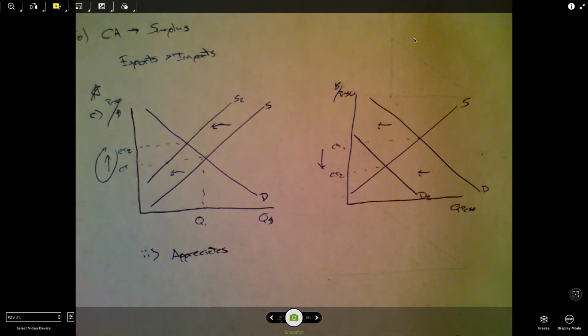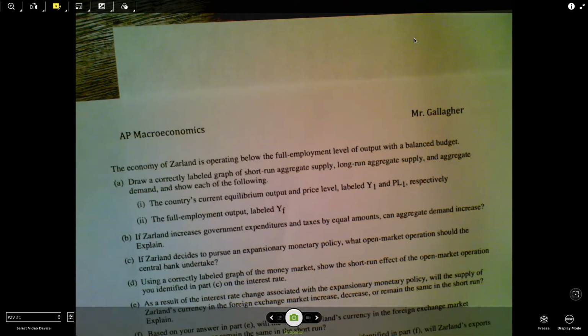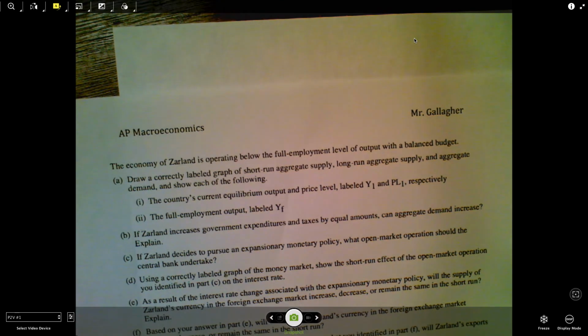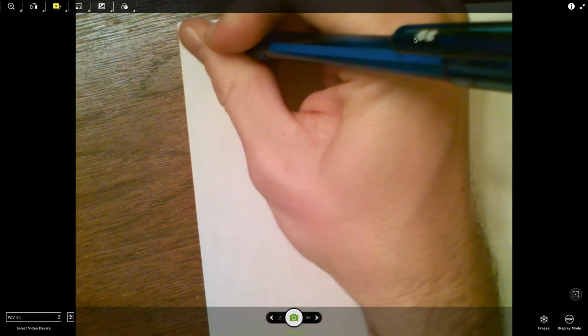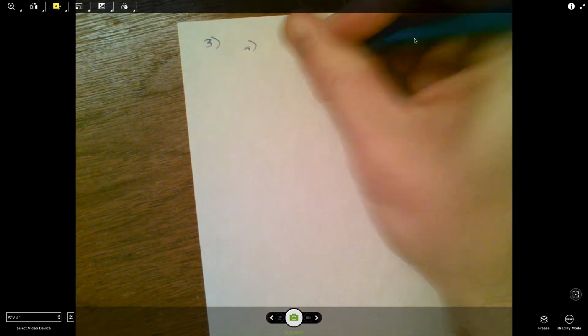So let's go to our last one. Number 3, another little bit long one. Get rid of the paper. All right, and we have the economy in Czarland operating below full employment. So that means we had a recession with a balanced budget. And we start with drawing just our macro model with our labels. So let's go at it. 3, here's A.